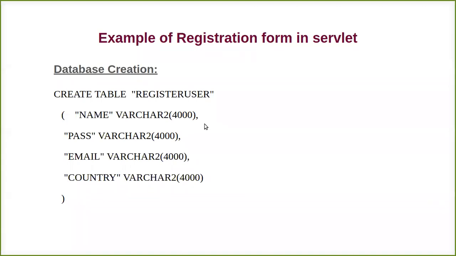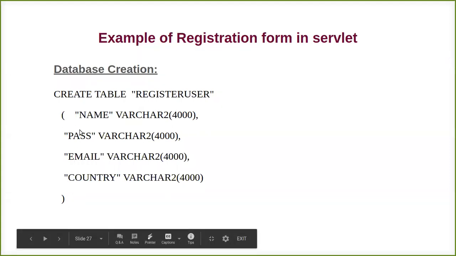So what is the first thing we are going to do? The very first thing is database creation. And inside the database, I'm going to create a table, call it RegisterUser. You don't need to give inverted commas. Create table, table name is the syntax. Now we are just going to have 4 columns: name, password, email and country. All the variables are defined as varchar2, and the length we have decided here as a parameter.